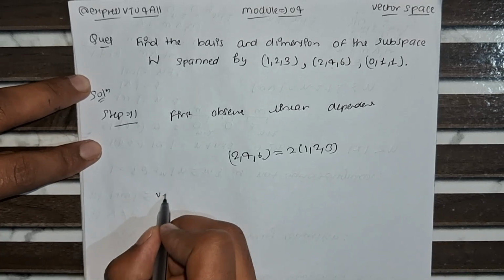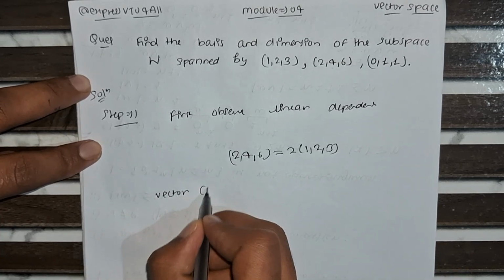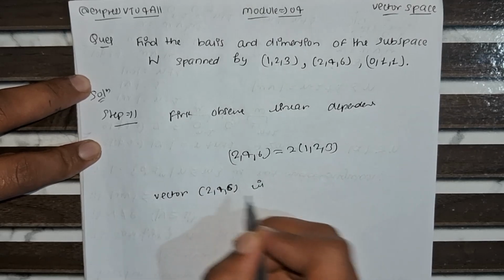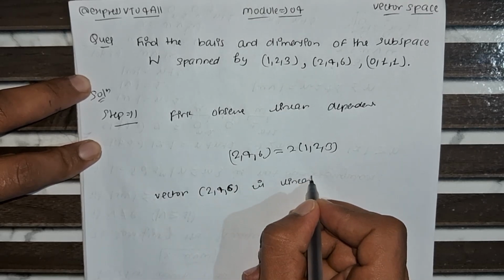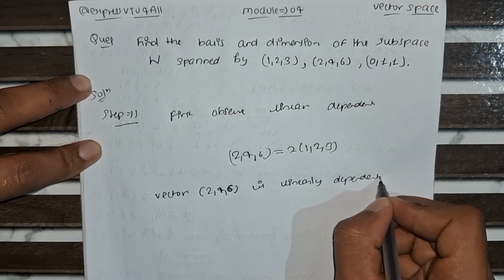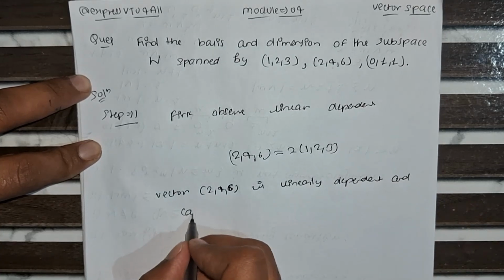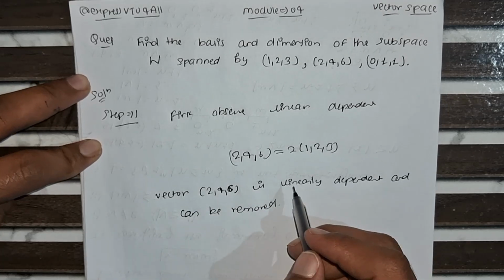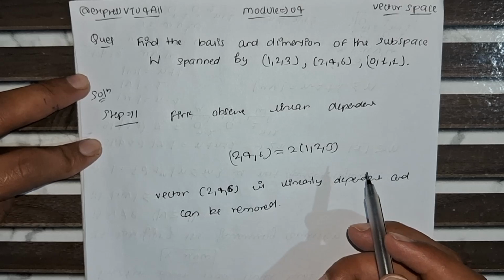So the vector 2, 4, 6 is linearly dependent and can be removed. Why do we remove this vector? Because it is not going in any new direction.